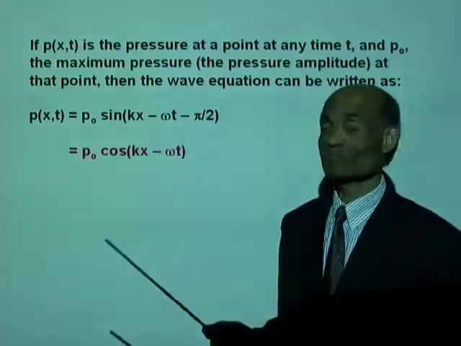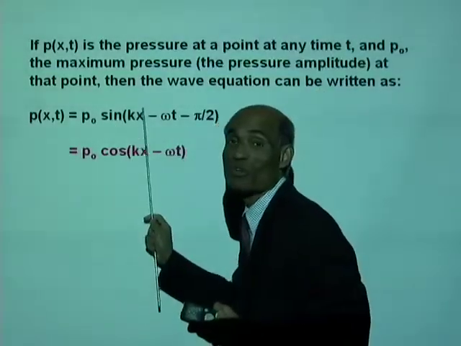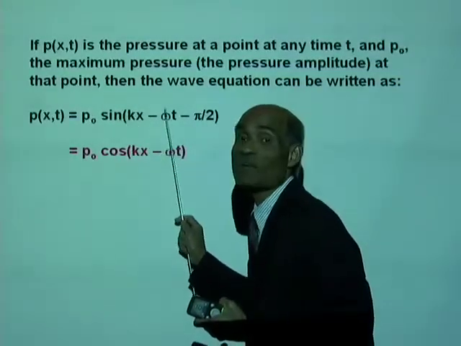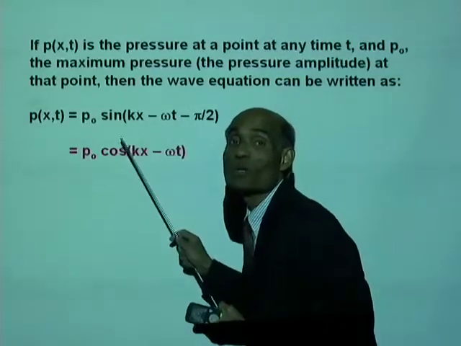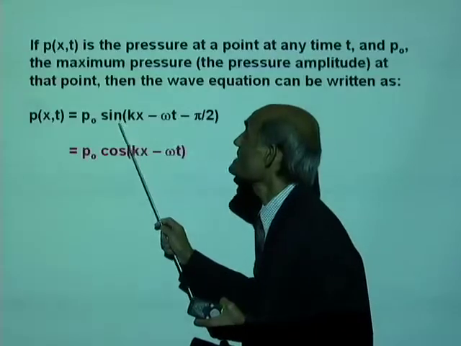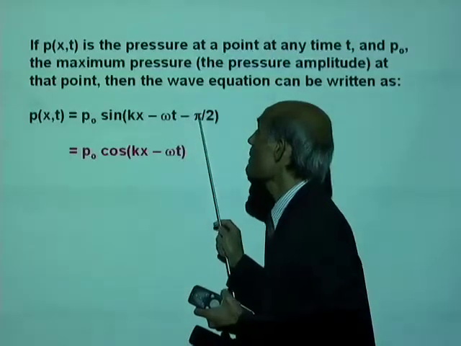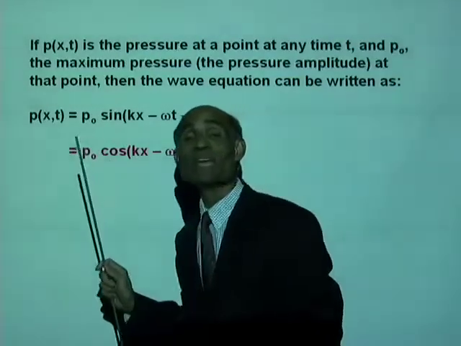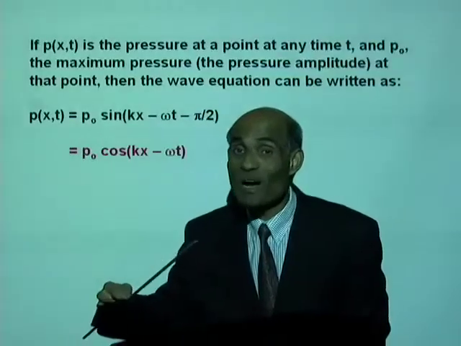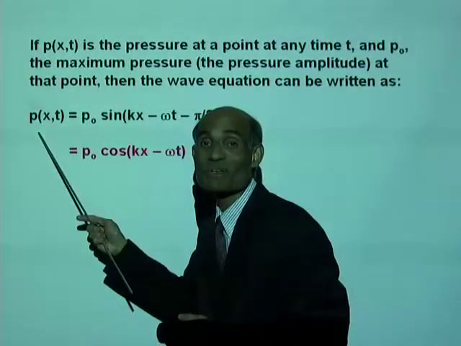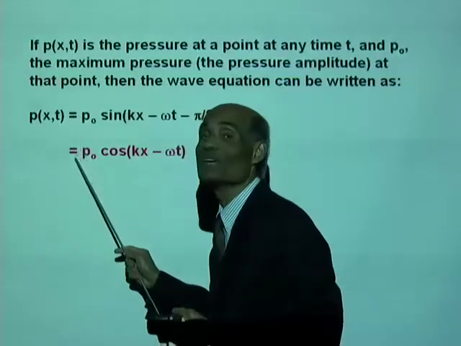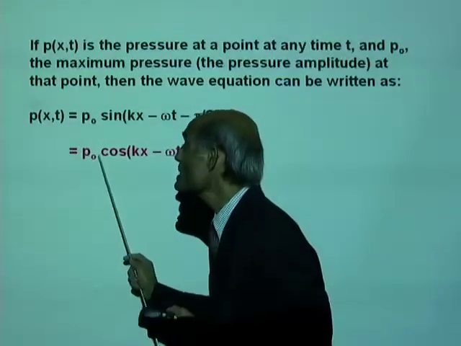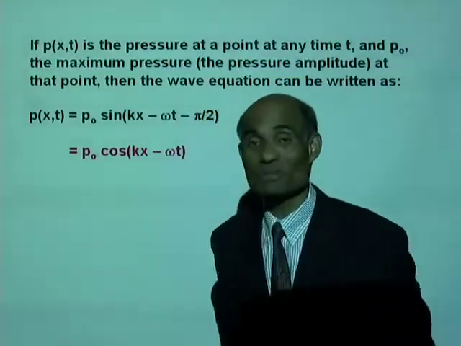The amplitude. Now you know that when you expand using the trigonometric identity, sine of theta plus or minus pi by 2 will be cos of theta. So sine of kx minus omega t minus pi by 2 is cos of kx minus omega t. So the equation for the harmonic sound wave in terms of the pressure variations is P(x,t) equal to P0 cos(kx minus omega t), where P0 is the pressure amplitude.